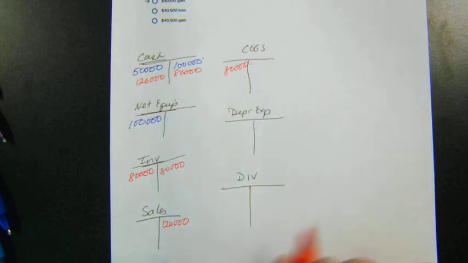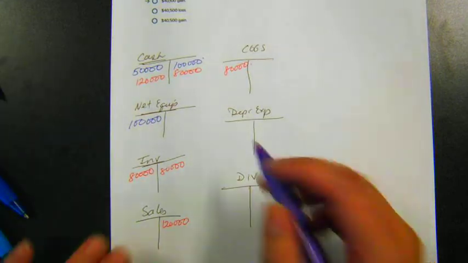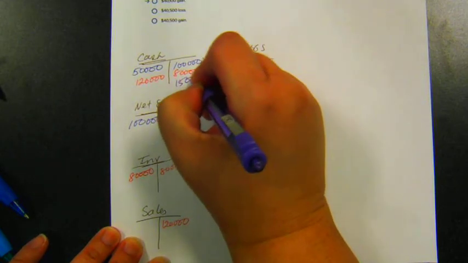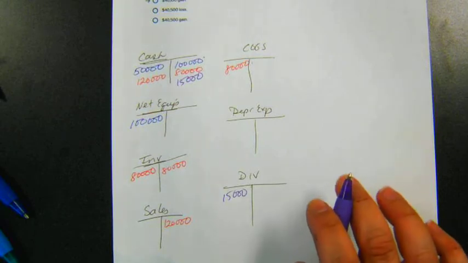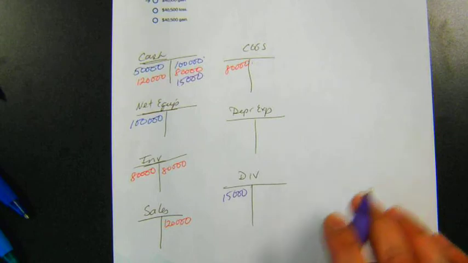Should use different colors. Okay, then, oh, sorry you guys. Cash dividends, 15,000. Dividends. And then depreciation for 20,000.